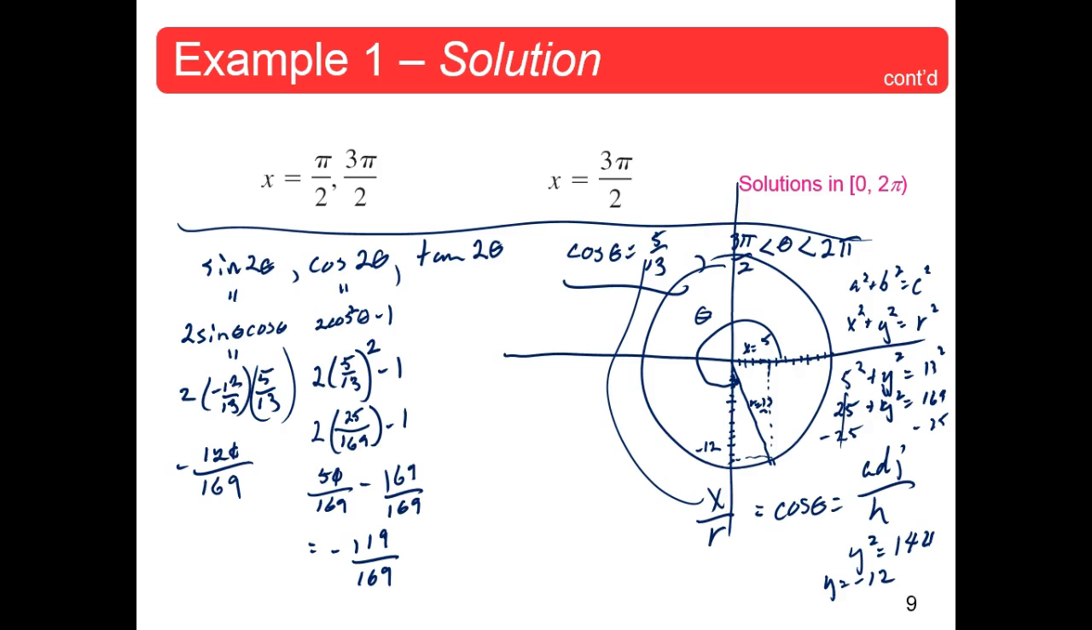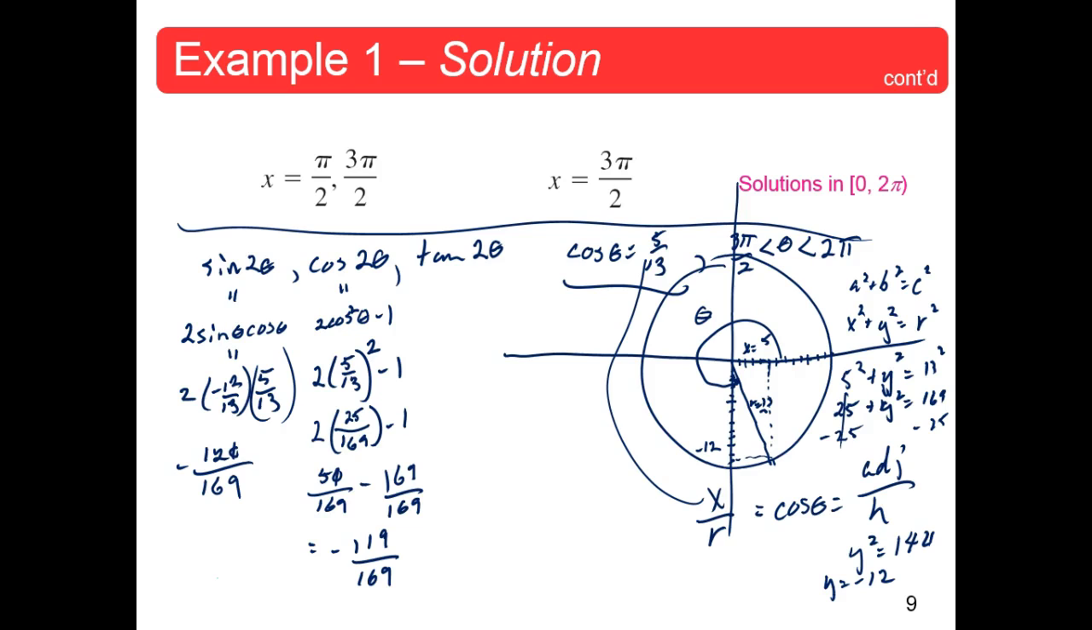Now, our last one is tangent 2 theta. You have at least 2 ways you can go on this. Here's one way. What are you thinking? Go to the formula? Okay, you could do that.